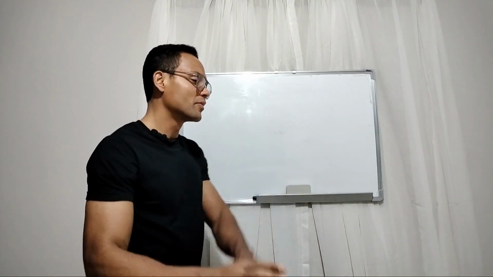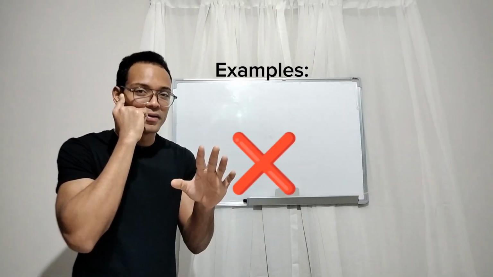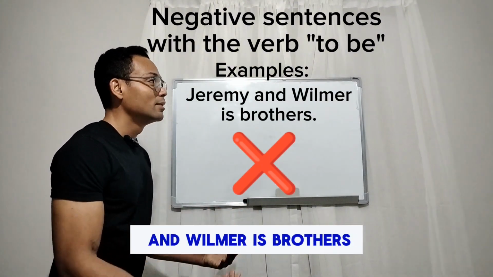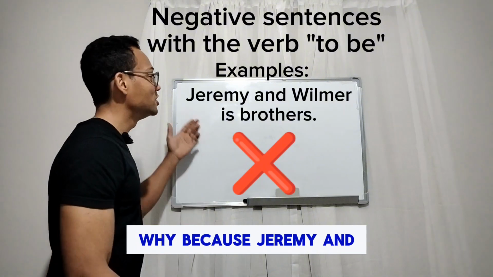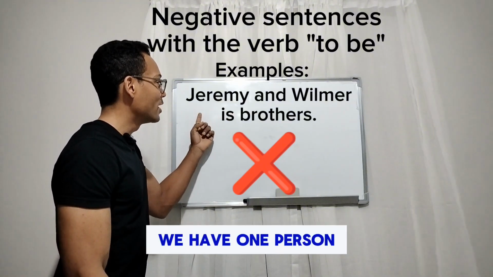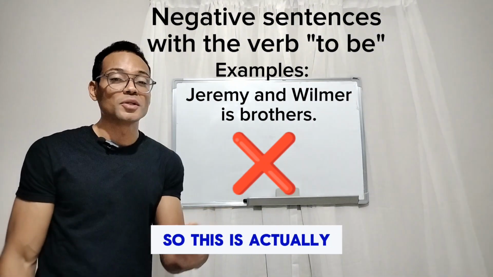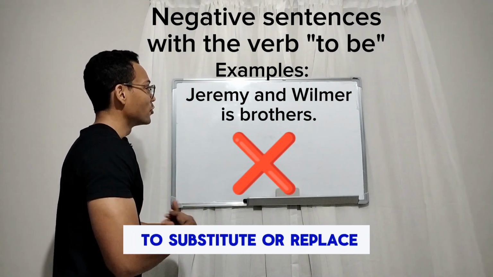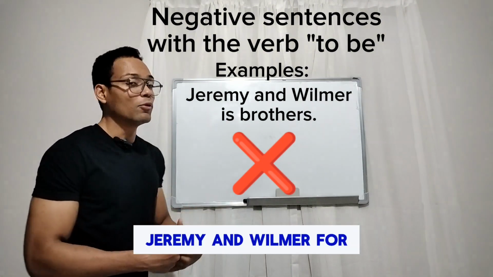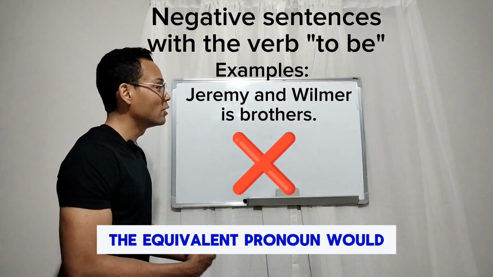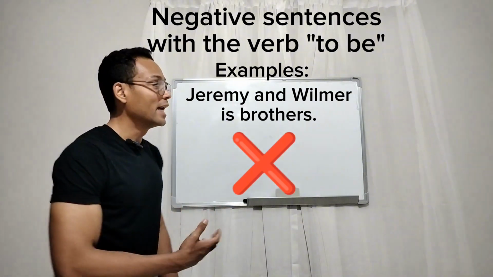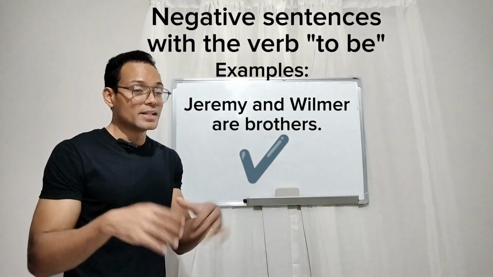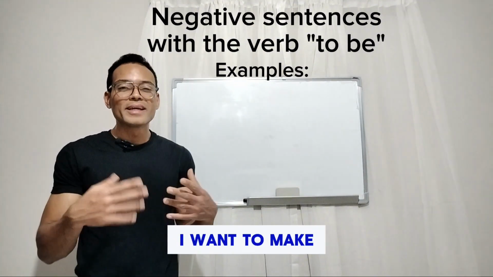I'm gonna explain even more clearly, okay? It's not correct. You cannot say Jeremy and Wilmer is brothers. Why? Because with Jeremy and Wilmer, we have one person and another person, two people. So this is actually a plural sentence, okay? And if we want to substitute or replace Jeremy and Wilmer with a pronoun, the equivalent pronoun would be they. And for they, we say are. We use are, not is. That's why.